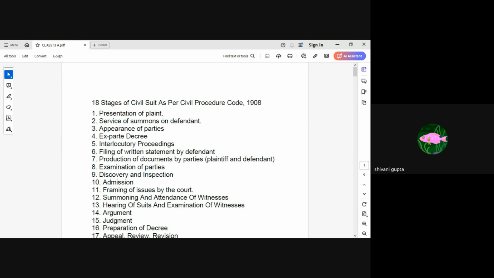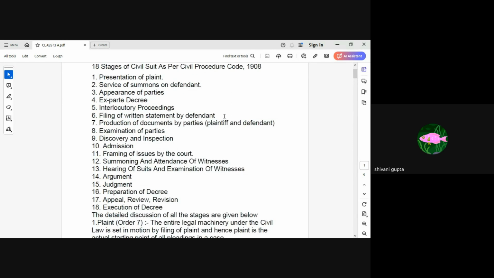Next is the ex parte decree, followed by the interlocutory proceedings if there are any. Then the sixth step is the filing of the written statement by the defendant. Then the production of documents by the parties, either the plaintiff or the defendant. Next is the examination of the parties, followed by the discovery and inspection, leading to the admission. In criminal procedure, the admission is known as the confession also. Now framing of the issues by the court, summoning and attendance of the witnesses, that is also discussed in one step there. Okay, now another step is the argument, followed by the summoning.